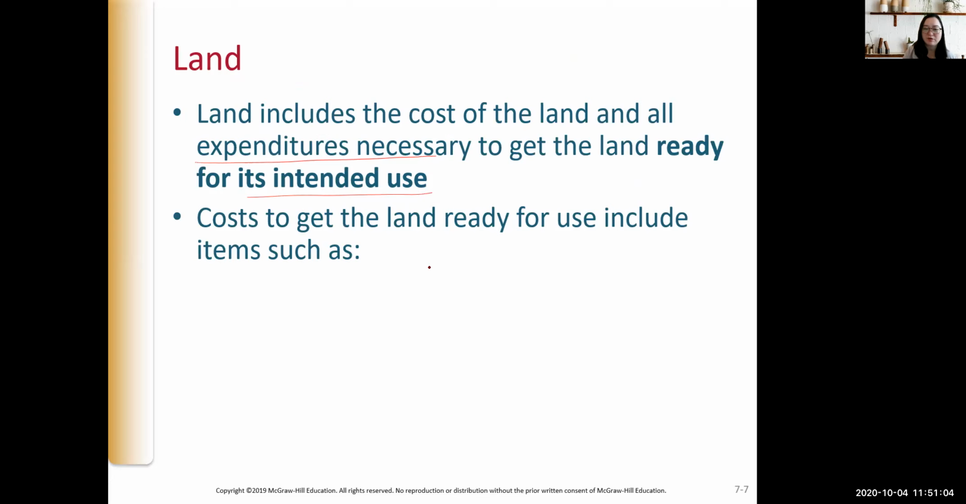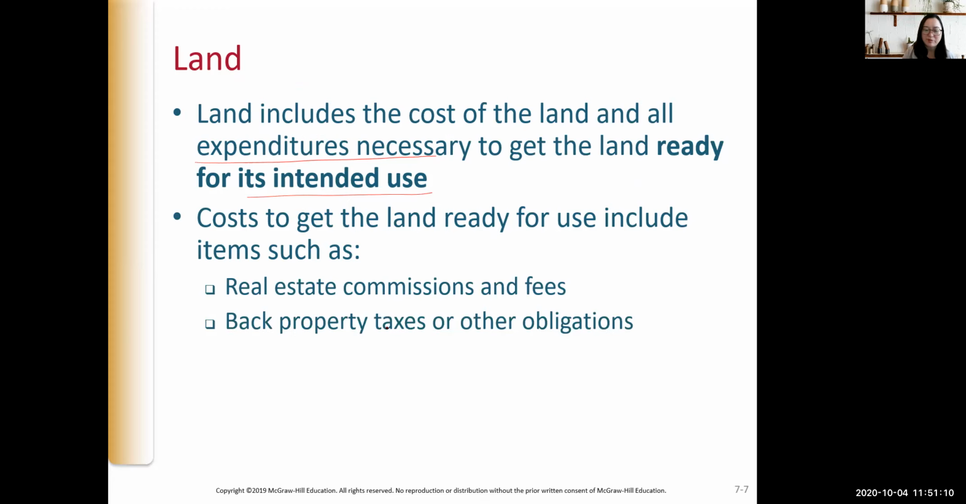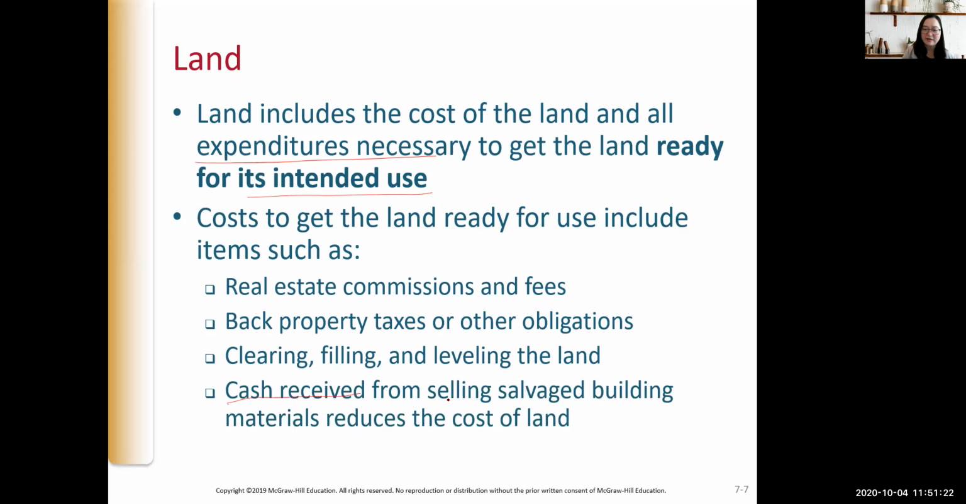The cost for the land ready for use includes, for example, real estate commission, back property tax, or other obligations that the land was associated with, and clearing or filling or leveling the land. Cash received from selling the salvage building material reduces the cost of land. Okay, let's look at an example.